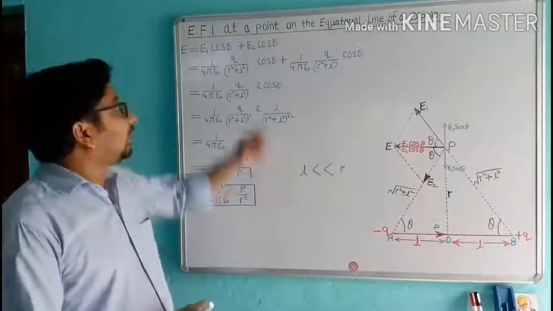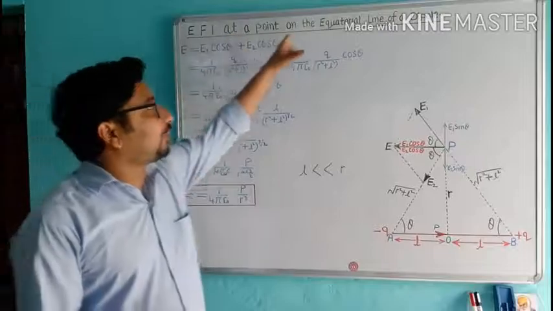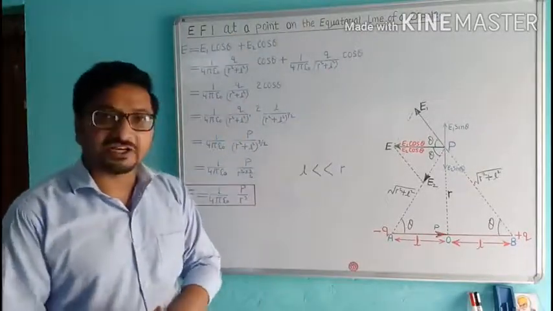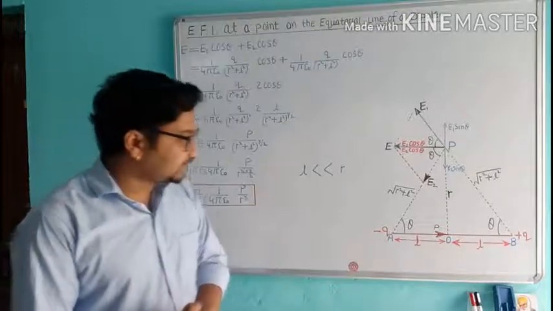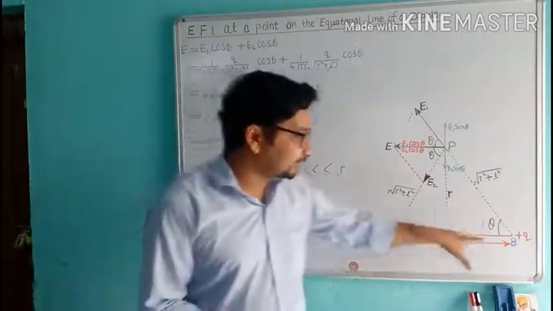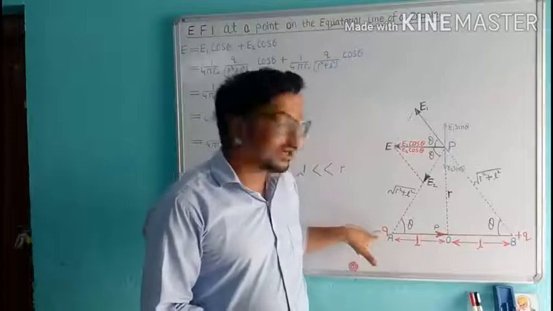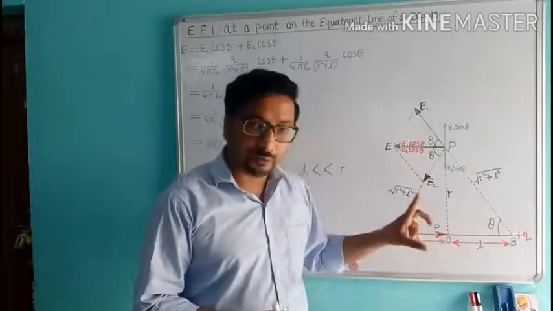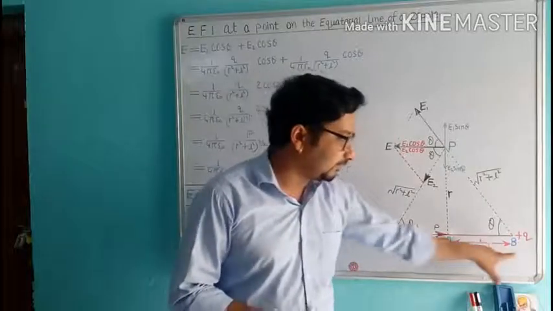Today we will discuss electric field intensity at a point on the equatorial line of a dipole. Now consider an electric dipole consisting of two point charges, minus q and plus q, separated by a small distance 2l with a center O. Okay, so this length will be L, this length will be L.